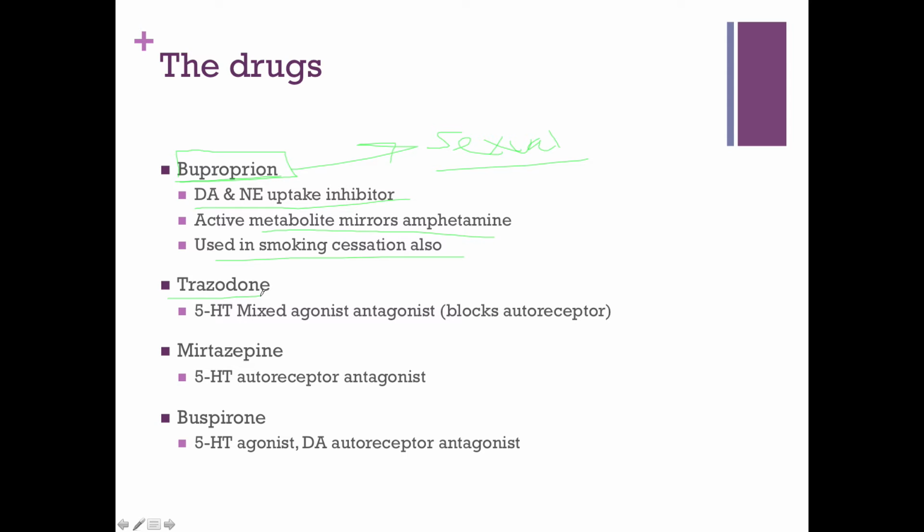It's a weird thing. It's called a mixed agonist-antagonist, meaning that it blocks the serotonergic autoreceptor. So if you remember, autoreceptors are presynaptic, and if it's an even number, then it's an inhibitory receptor. So trazodone, it blocks the serotonin 5-HT2A.